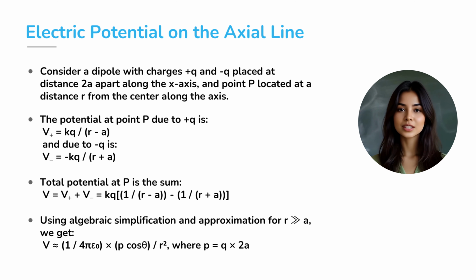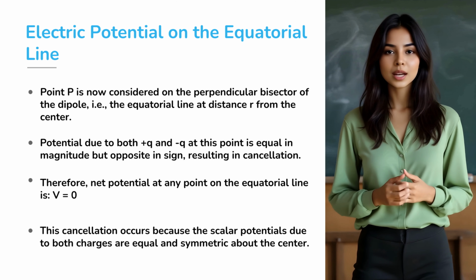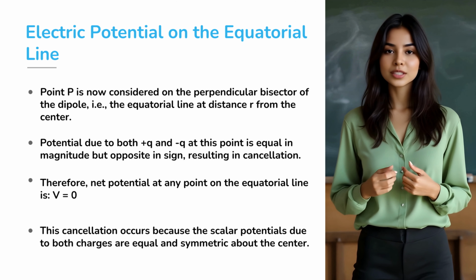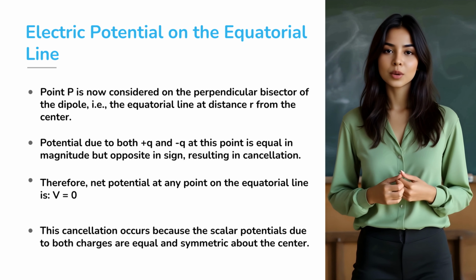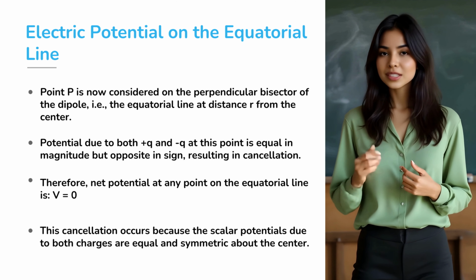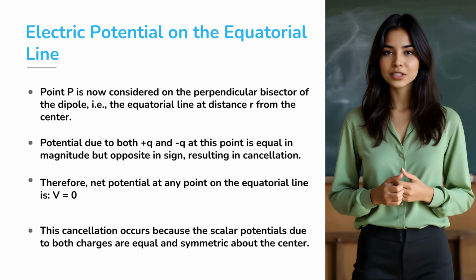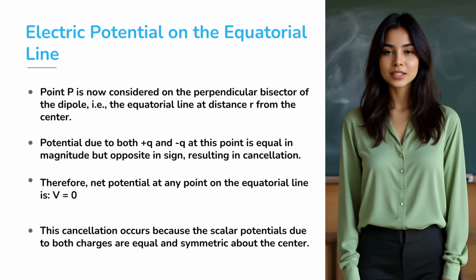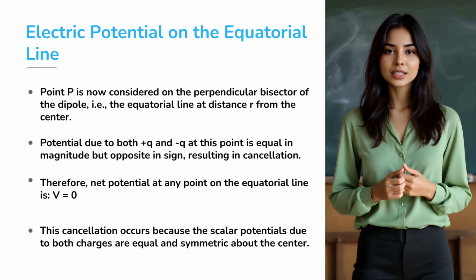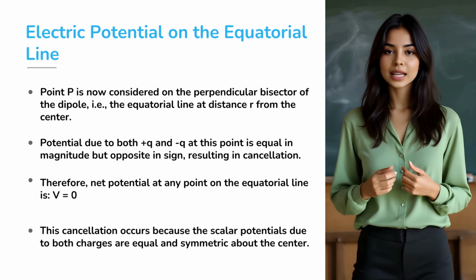This expression tells us that on the axial line, the potential falls off as 1 over r squared, faster than a point charge. Let's now move to the equatorial line, that is, a line perpendicular to the dipole axis and passing through its center. Let's place our observation point P somewhere along this line at a distance r from the center. Since the distances from both charges are equal and since one charge is positive and the other negative, their individual potentials cancel out. So what do we get?